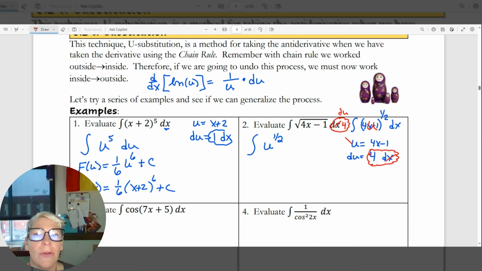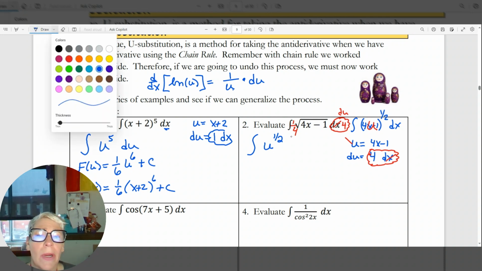I'm never allowed to change the value of something I am evaluating. So I multiplied by 4, but I can only multiply by the one value that lets me multiply and not change its value, which is 1. So if I multiplied by 4 to get my du, I have to at the same time multiply by a 4th, because 1/4 times 4 is actually 1.